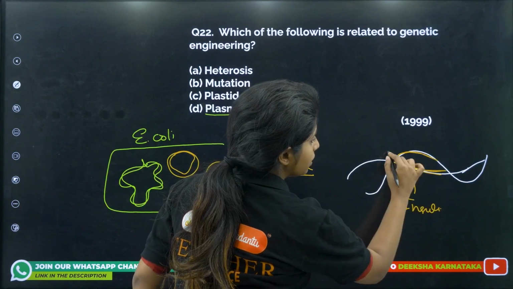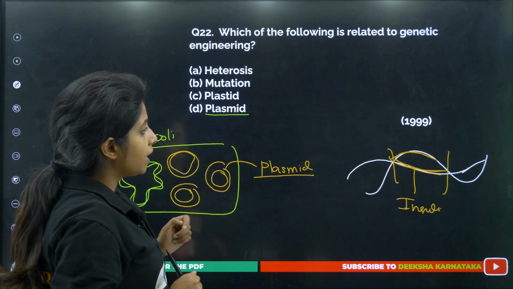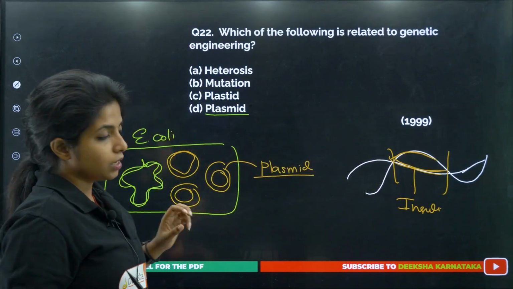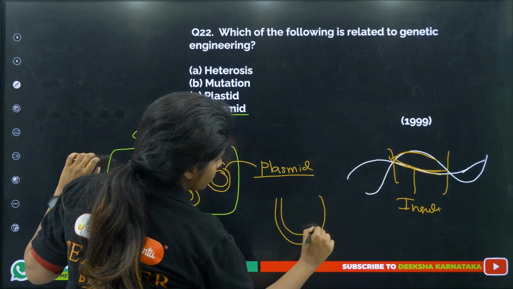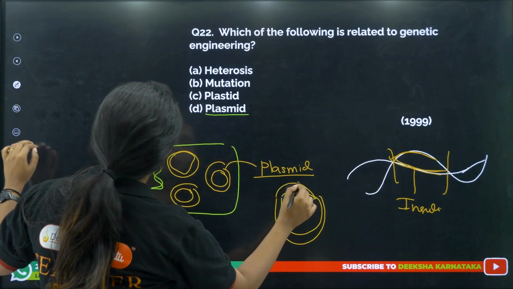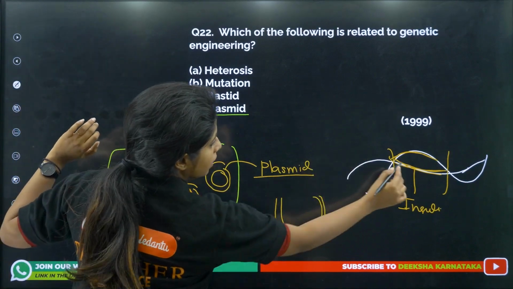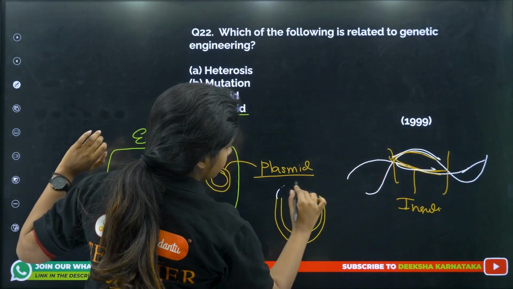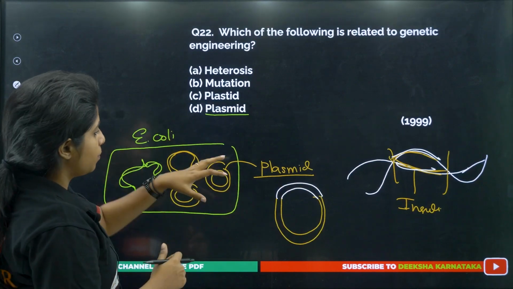So what do I do? I cut this DNA with the help of endonucleases. Then I put this in the plasmid. So I take the plasmid out, and in the plasmid also I make the cut. Now I have removed this particular portion, and instead of this portion I have put my DNA, this particular DNA, and then I put it again inside.